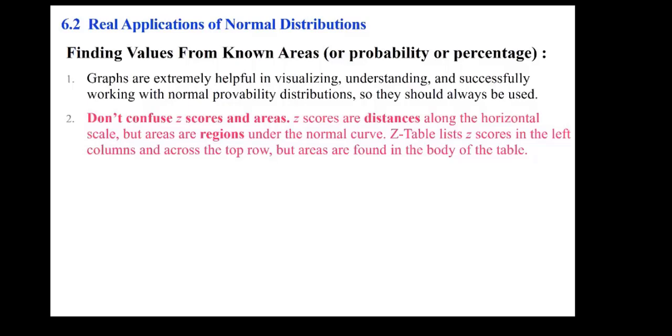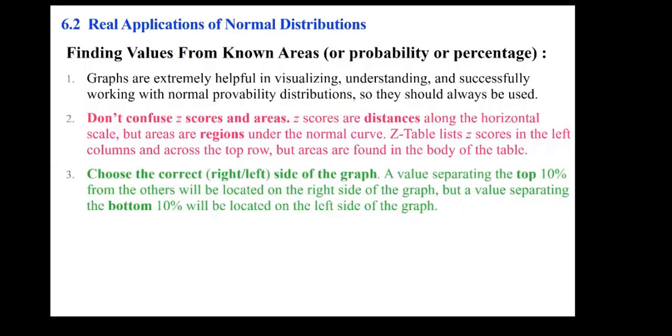Z-table lists Z-scores in the left columns and across the top row, but the areas are found in the body of the table. It's extremely important not to confuse the two. Choose the correct right-left side of the graph. A value separating the top 10% from the others will be located on the right side of the graph, but a value separating the bottom 10% will be located on the left side of the graph.